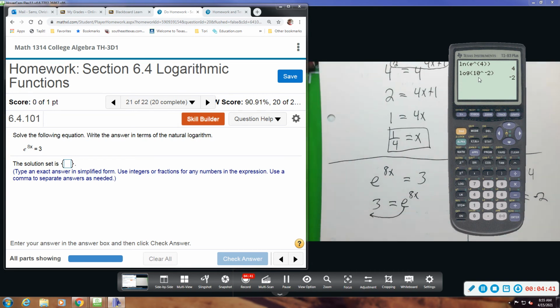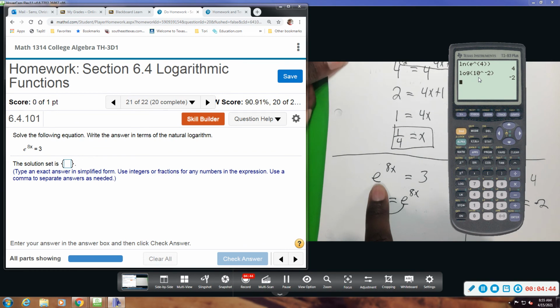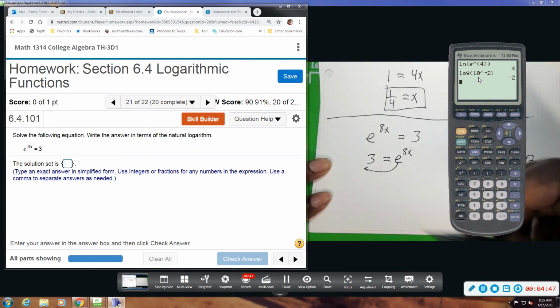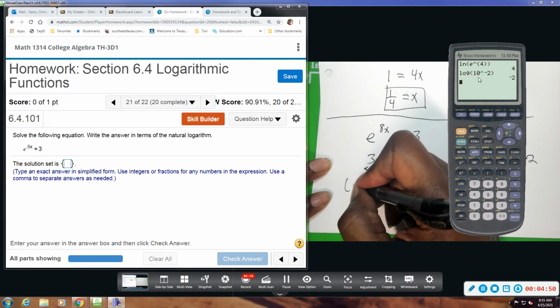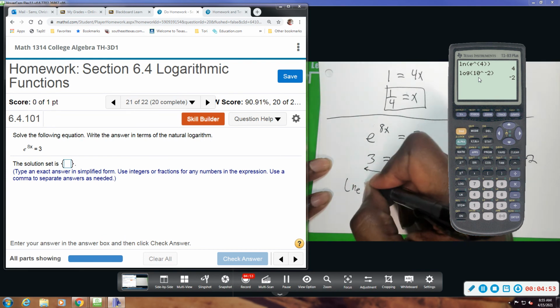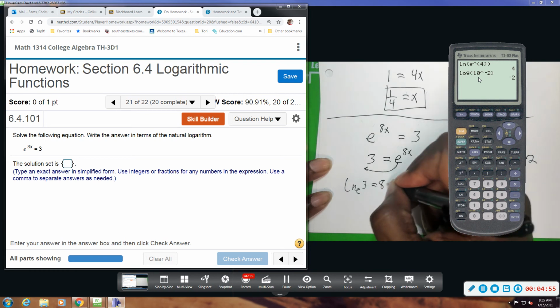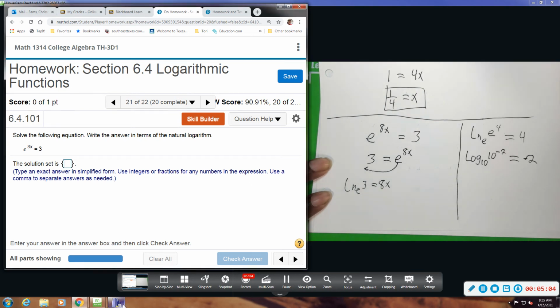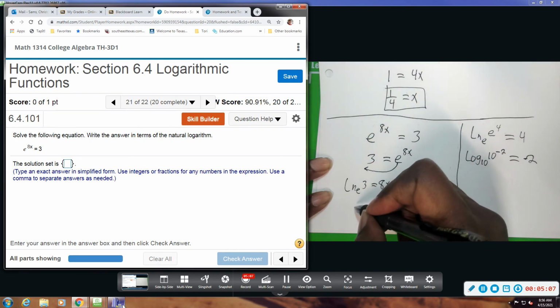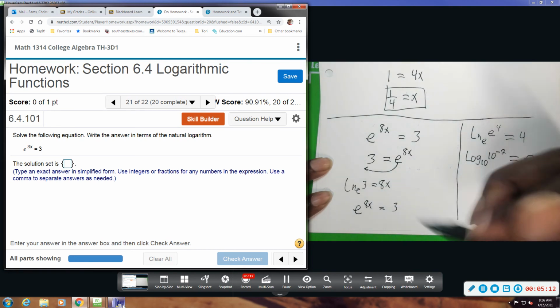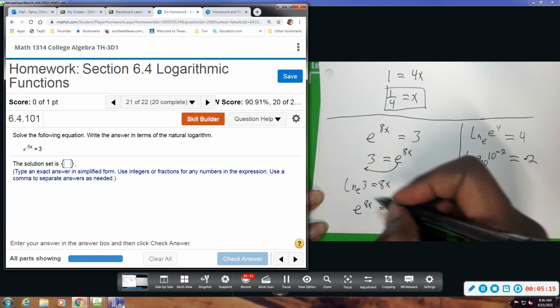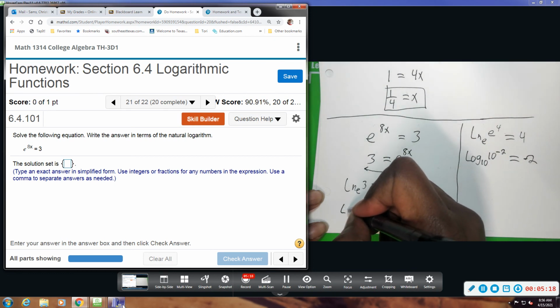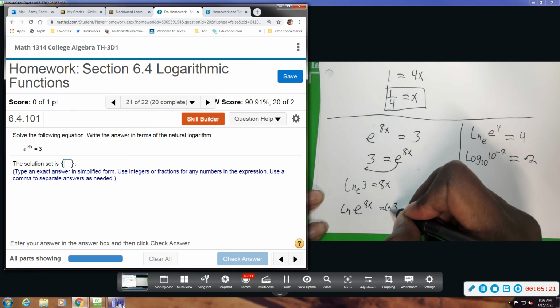So the reason why I'm saying that is because from here, if I went backwards, I would get ln base e of 3 equals 8x. Okay, so that's one way to do it, e understood. Now the other way that I'm trying to get you to see with the property of log is from this statement right here, e to the 8x equals 3. Whenever you see e, you can just take the natural log of both sides. So I'm going to add ln to this side and ln to this side.